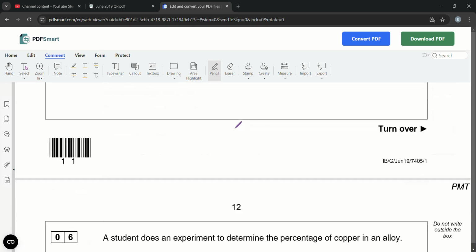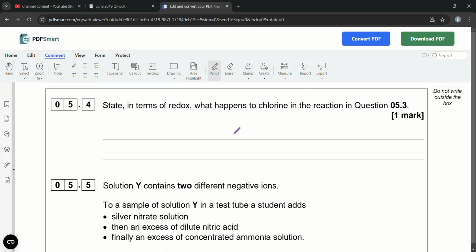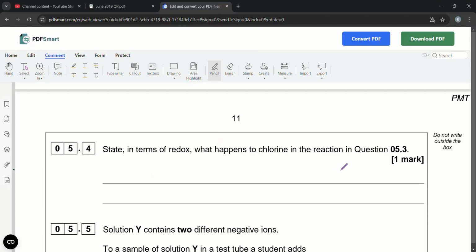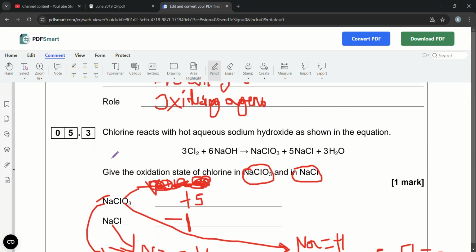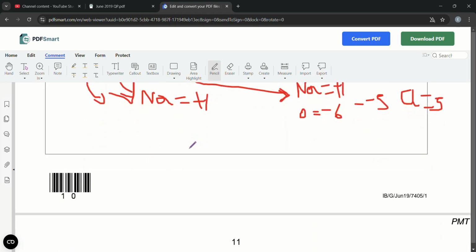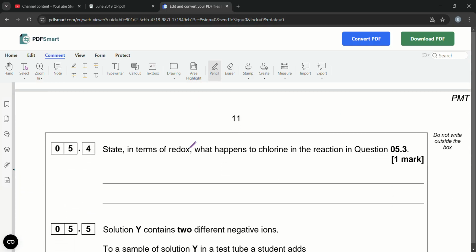And then we've got 5.4. State in terms of redox what happens to chlorine in the reaction in question 5.3. Well, you should have studied this equation before, and you should know it's a disproportionation reaction. But in terms of redox, chlorine is both oxidized and reduced.